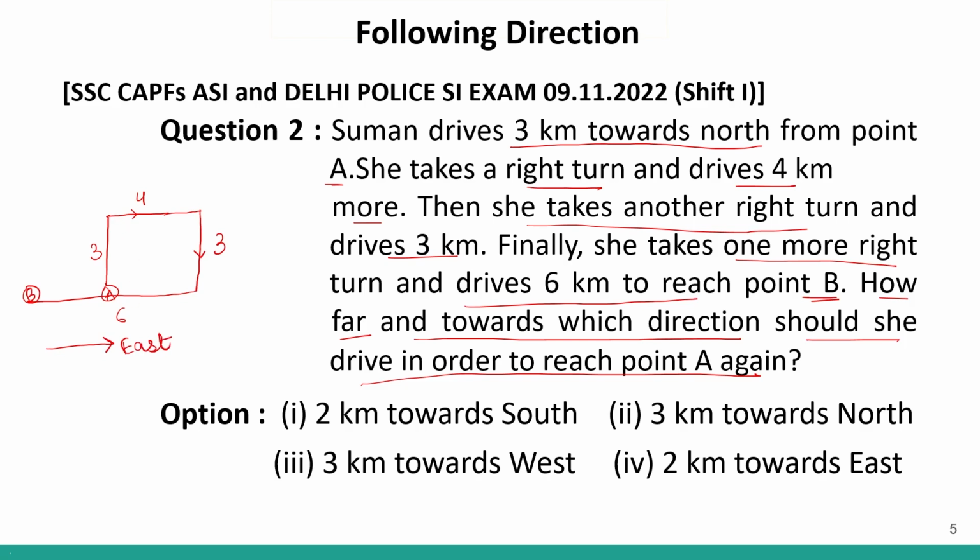And if this line is 4 kilometers, that means this will also be 4. This total is 6. This will be 4. So this will be how much? This will be 6 minus 4, which is 2. So she has to drive 2 kilometers towards the east to reach the point A. Therefore, our answer will be option number 4, 2 kilometers towards east.